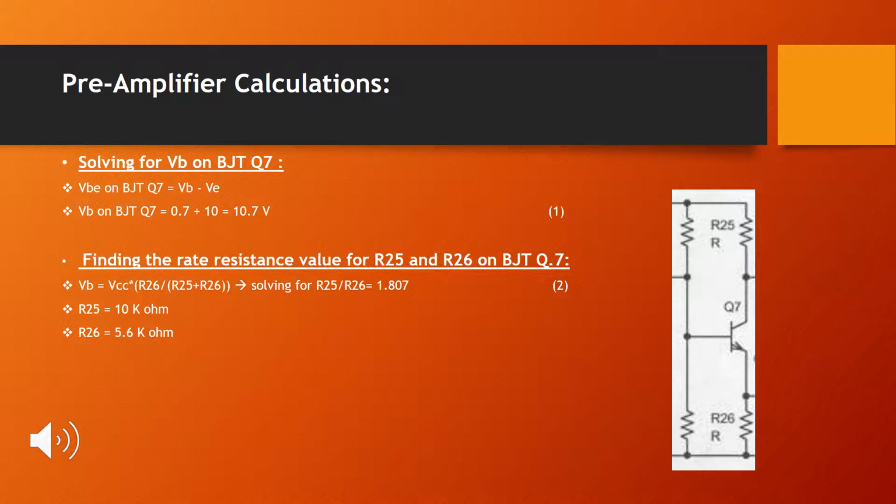Then, using equation number 2, the ratio of R25 and R26 was found, by saying that the voltage base is equal to VCC, which is 30 volts, times R26 divided by R25 plus R26. Solving this equation for R25 and R26 gives the ratio of 1.807. So the R26 value was assumed to be 5.6 kilo ohms, and then the R25 value was obtained to be 10k ohm.